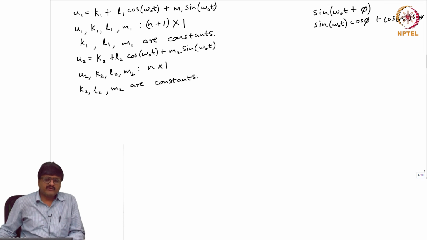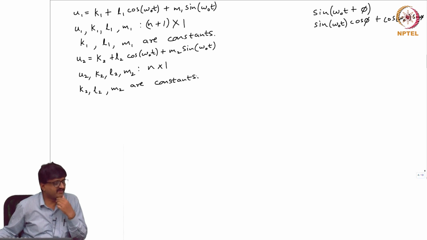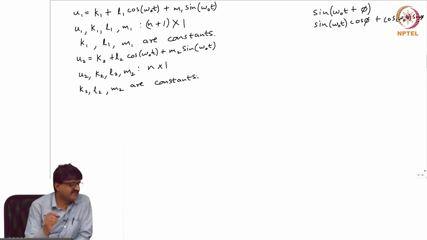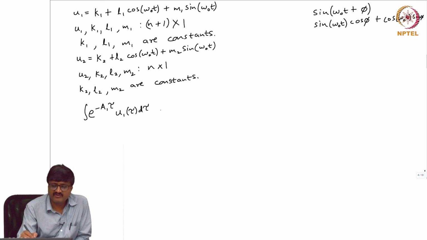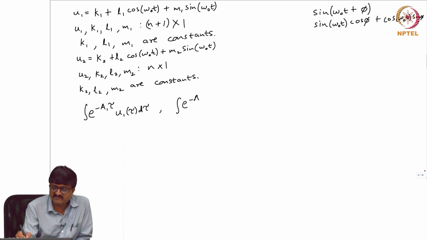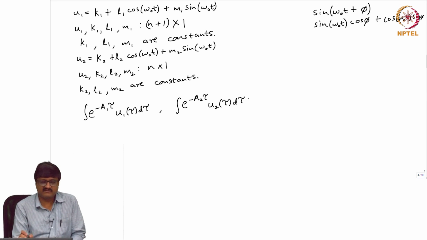So, when you look at that nonlinear equation which has to be solved for that scalar t1, there are integrals of the type exponential of minus a1 tau u1 of tau d tau, and exponential of minus a2 tau u2 of tau d tau being integrated. So, these are the integrals that you have come across.